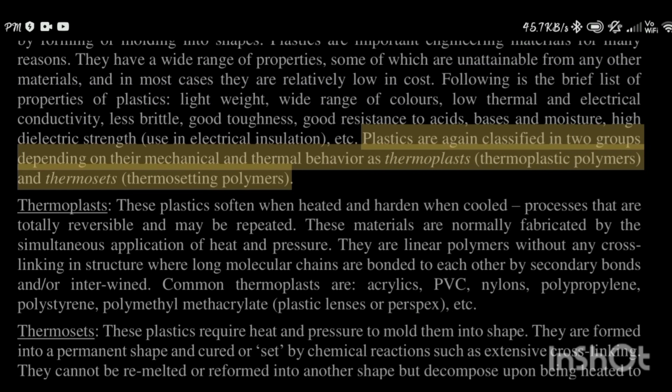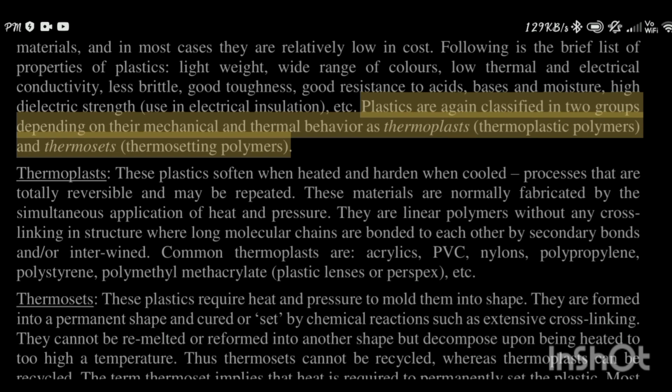Plastics are again classified in two groups depending on their mechanical and thermal behavior as thermoplasts, thermoplastic polymers, and thermosets, thermosetting polymers.